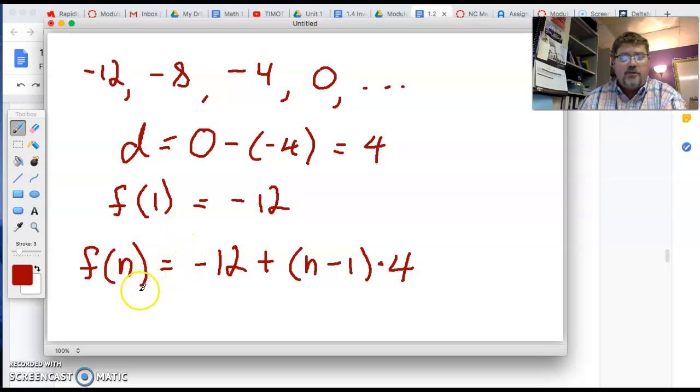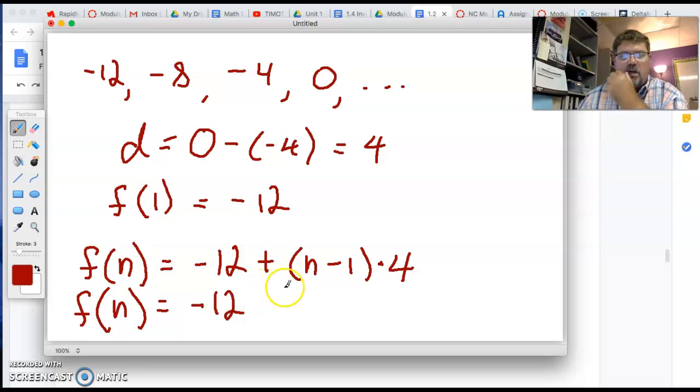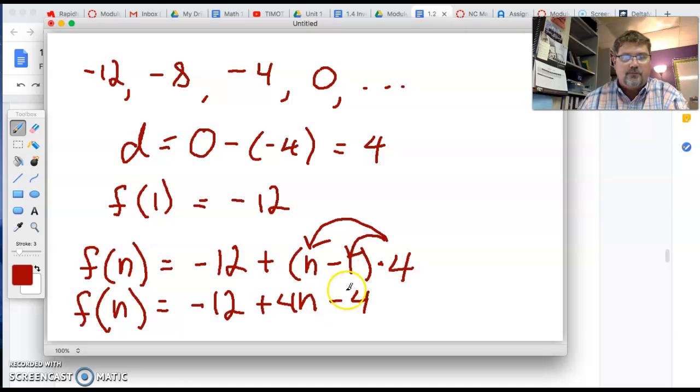All right, now the truth is, most of the time this thing's going to get simplified. So I'm going to simplify this one and try to do a good job with this. All right, that 4 needs to be distributed to the n and the negative 1. So that would look like this. Plus 4n, then minus 4. And I'm going to have to make me a little box here for the finished product. Maybe I'll put it right here because I'm running out of space.